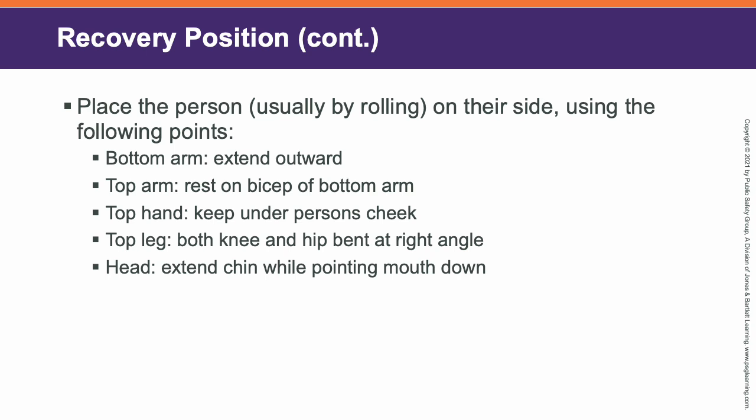So forget what I said before. You want to rest their arm on their bicep, but you put their hand underneath their cheek, to cushion their cheek and their face. On their top leg, you want to bend their knee and their hip and have it in a bent position. This helps keep them from rolling back onto their back. And their head, you want to extend their chin so that their airway is still open.